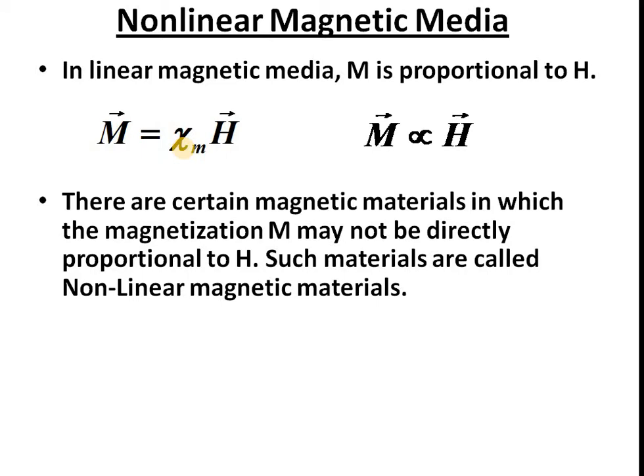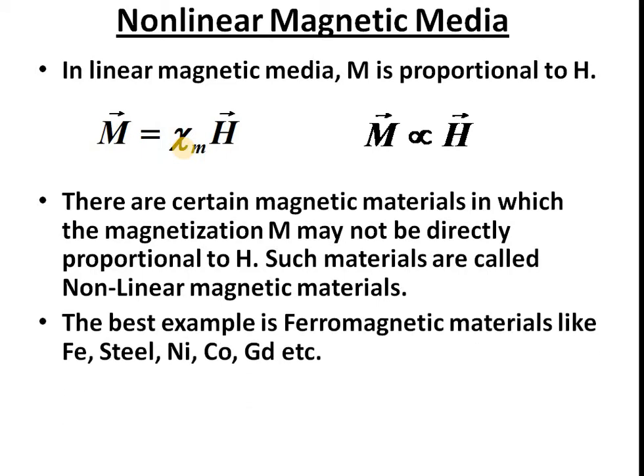So in non-linear magnetic material, M need not be directly proportional to H. Instead, it can have a quadratic or cubic relation. Quadratic means that it may not be a straight line, it may be curved. Okay, understand? So like that. All ferromagnetic materials are examples of non-linear magnetic material.